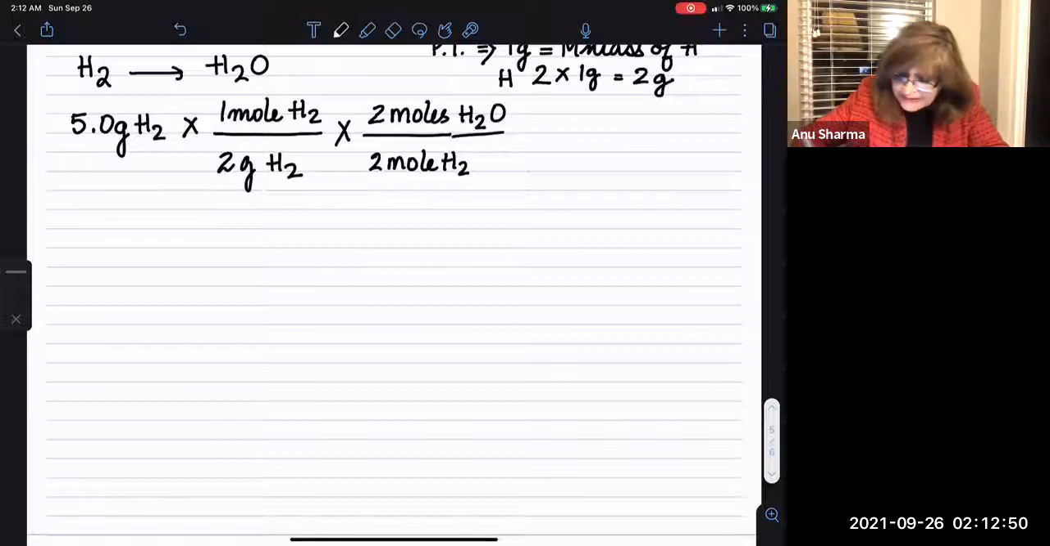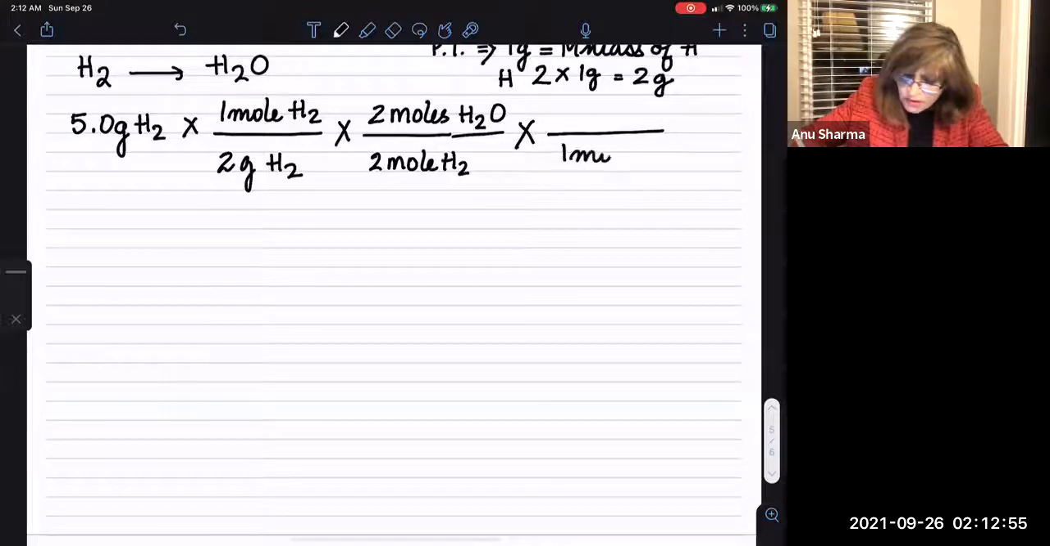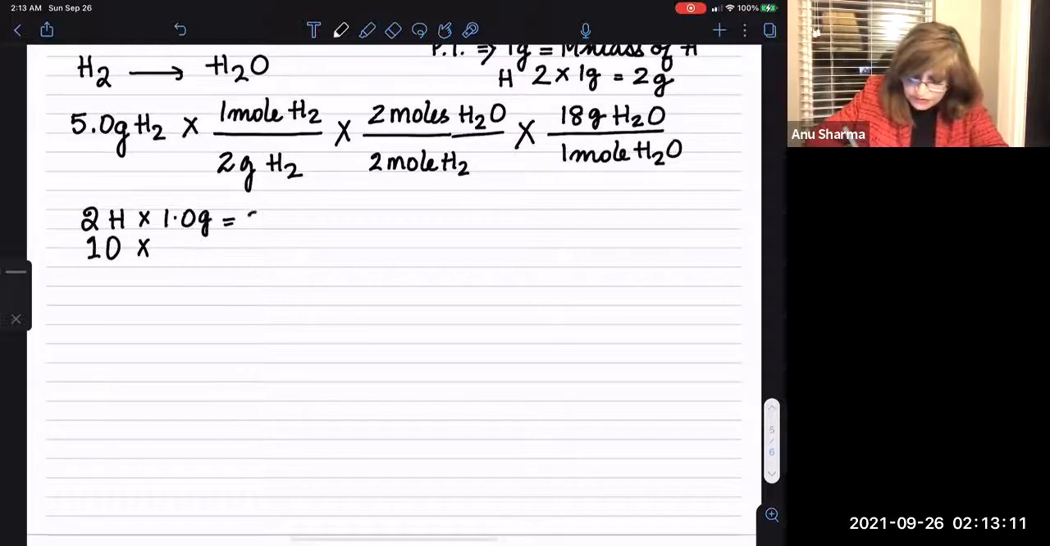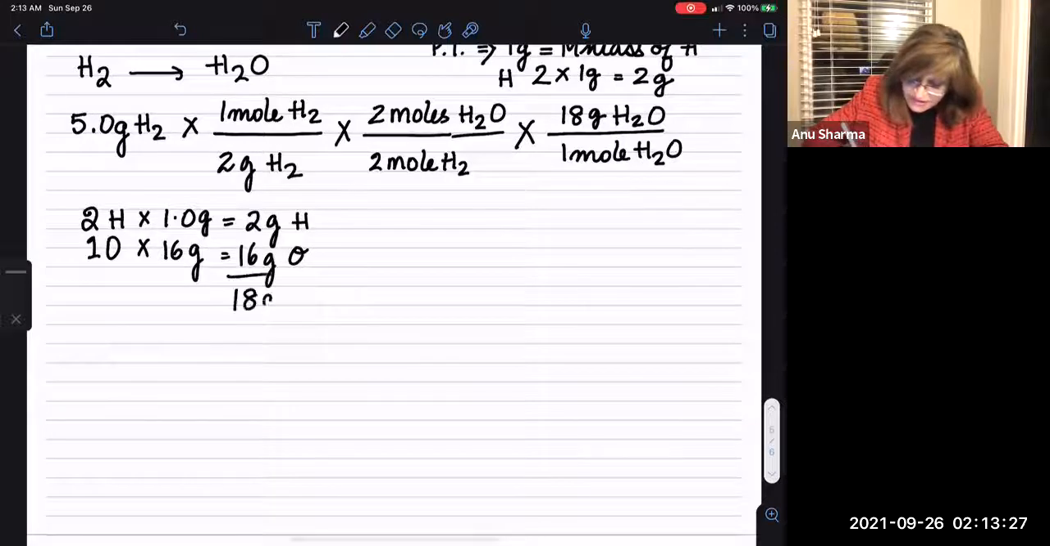Now the next thing is the molar mass of water. So 1 mole of water is 18 grams of water. That's the molar mass. So 2 hydrogens, 1 oxygen. Hydrogen gives you 1.0 grams, but there are 2, so 2 grams come from hydrogen, and 16 grams come from 1 oxygen. So that is 18 grams per mole.